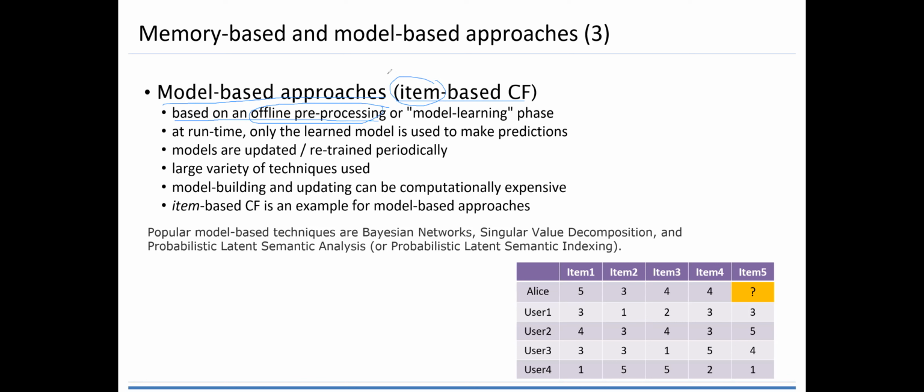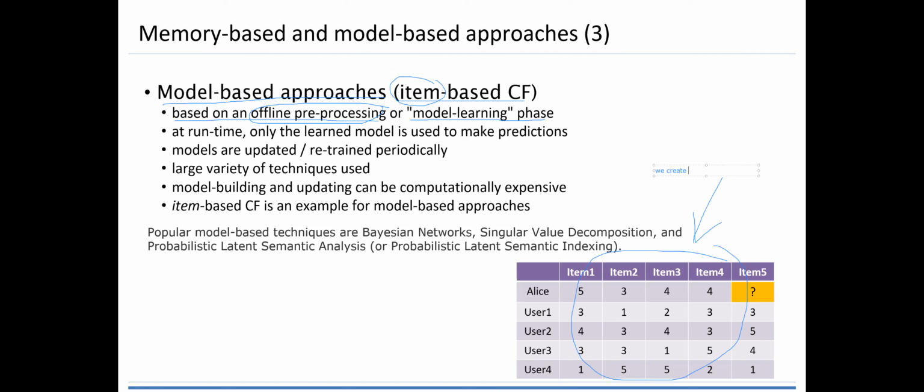What is offline pre-processing? When we want to do the model-based approach, it means I already have the items. I have the items and then I create the model. After I create the model, I can use that model. So we call it the model learning phase. We create the model first.